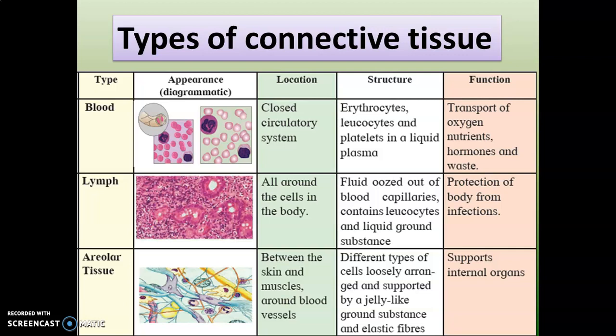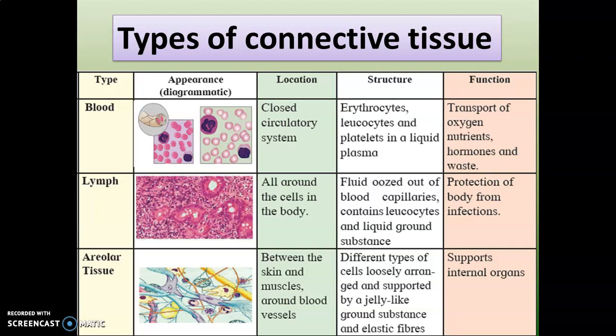Moving further, the second one we have is lymph. Lymph is present all around the cells in the body. This is the fluid that oozes out, that means comes out of blood capillaries. It contains leukocytes and liquid ground substance. Okay, so this is also present in the capillaries.